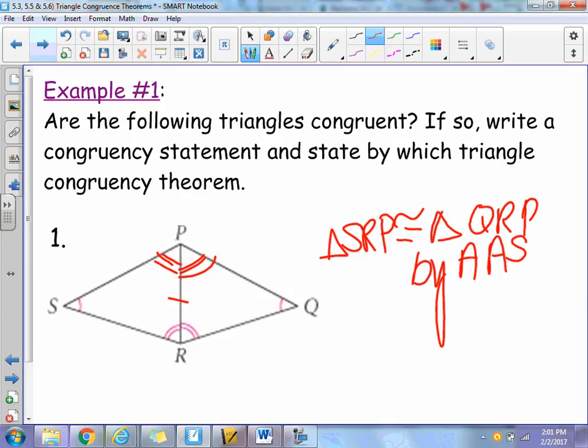I don't get this. Where am I losing you? You're just saying side, side, side. I don't know what that means. So it goes back to the theorem. My theorem is, if I can show that triangles have matching angle, angle, and side, in that specific order, okay?